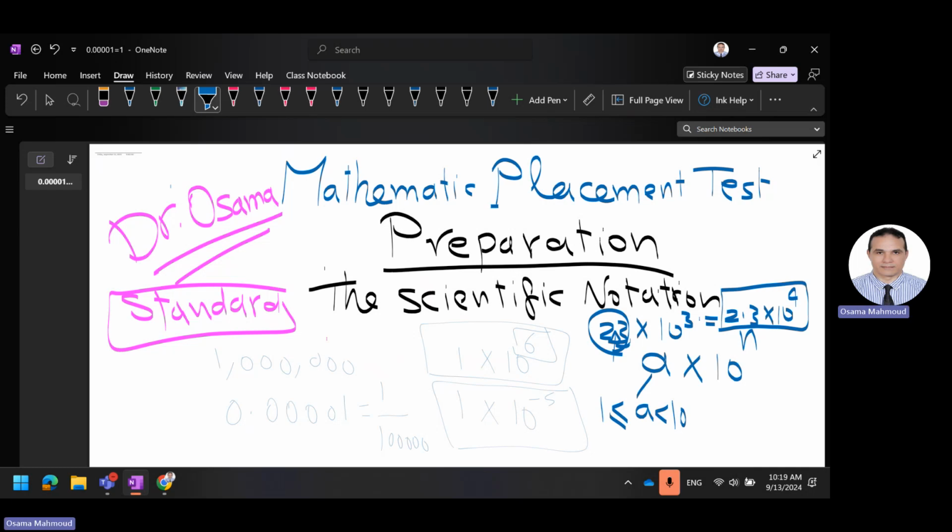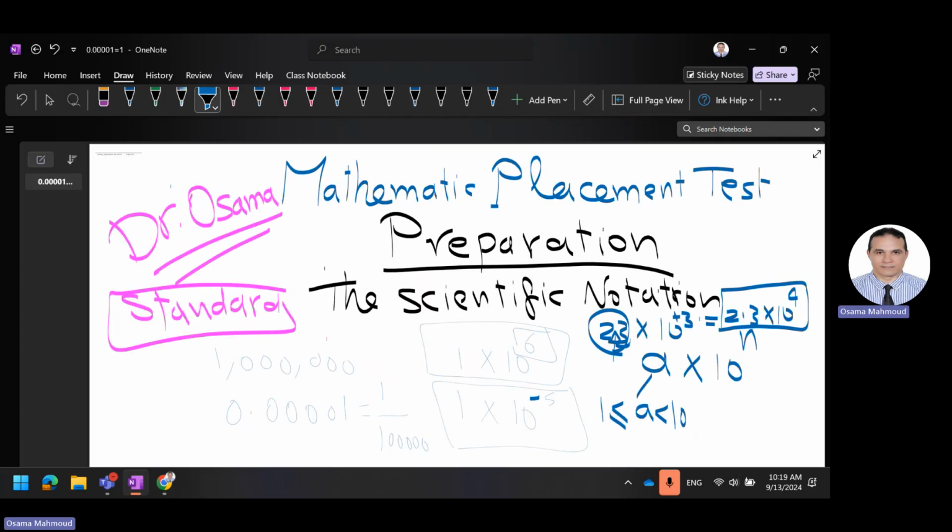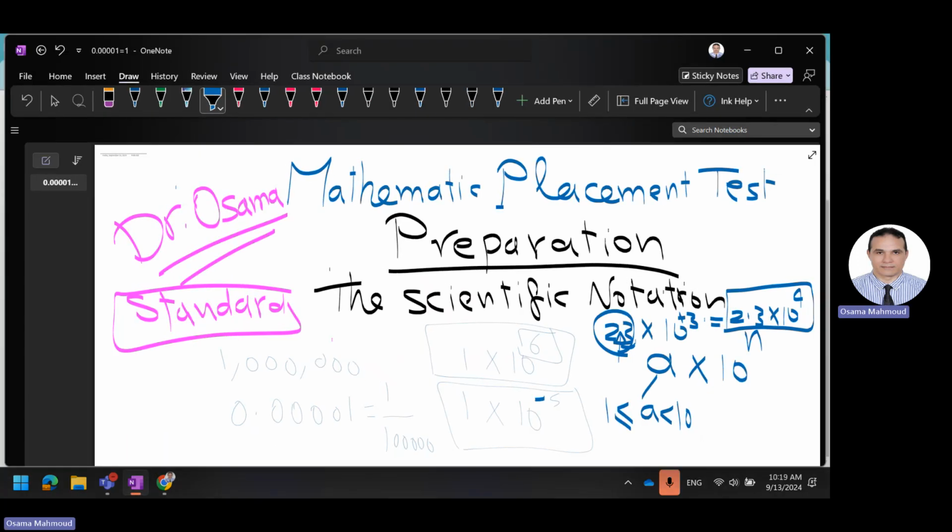Okay. If you have a number bigger than one, you have the power positive. But if you have a smaller one like this one, you have the power negative. This is the scientific notation. The calculator will help you so much in this case, right? Let's go for this question. By the calculator it can be done, right? And so if you have a calculator, you can do this one. Let's make it smaller.